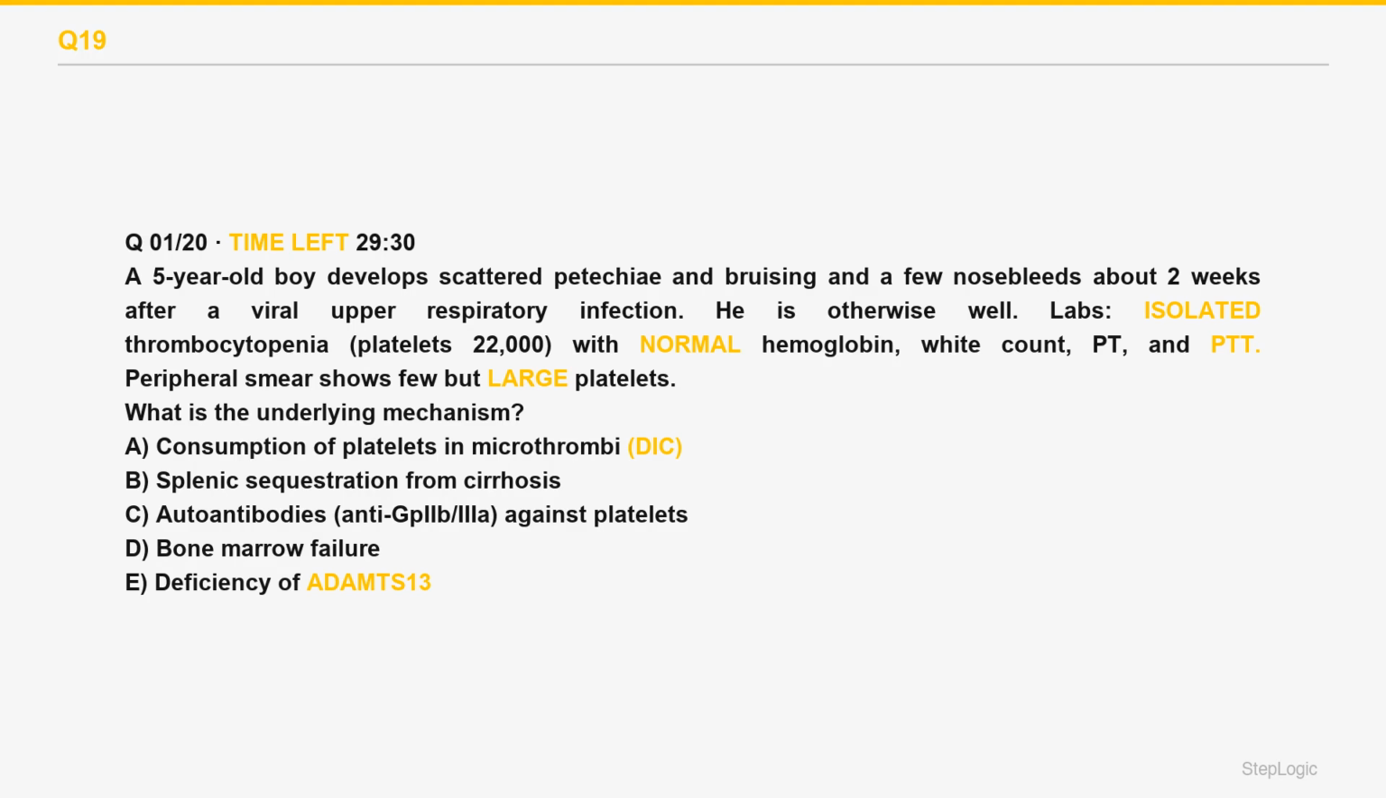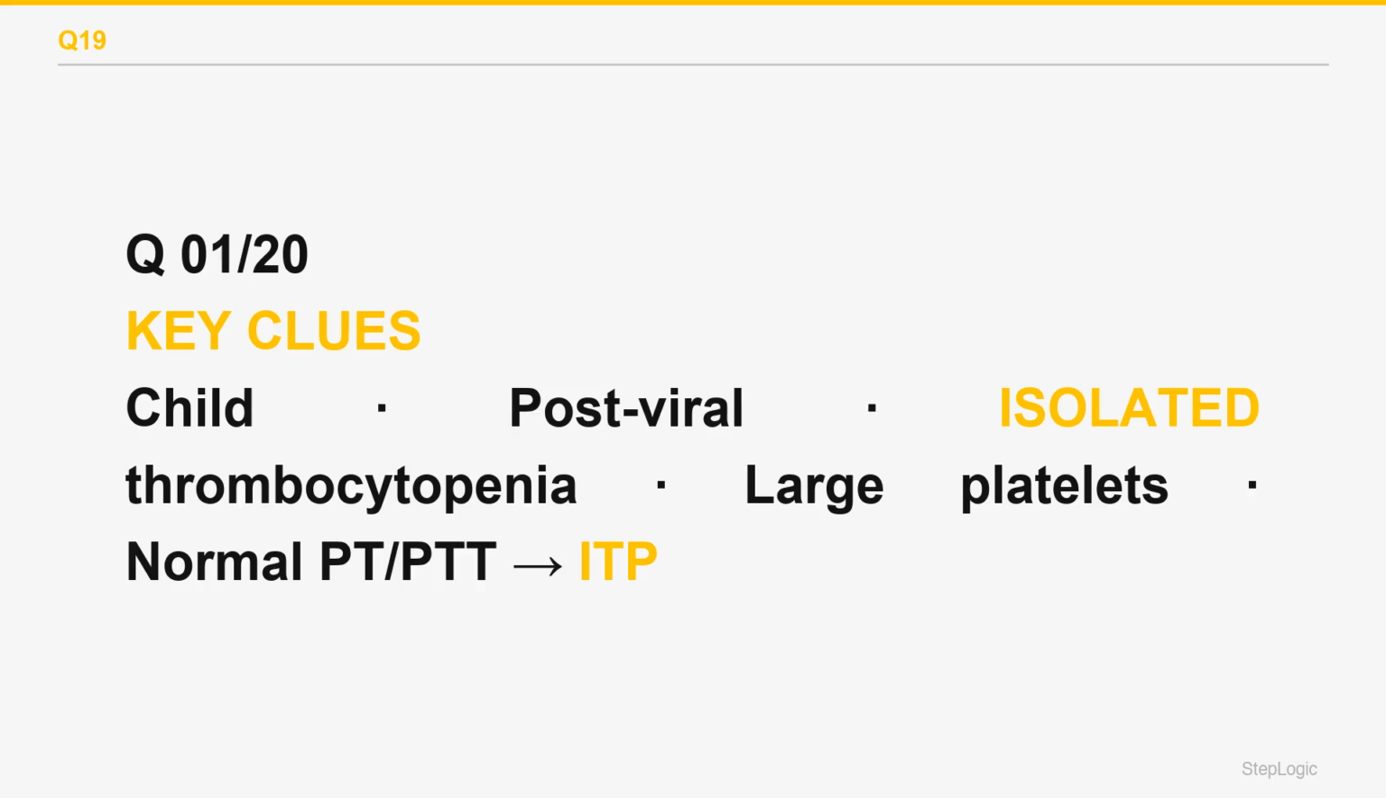Read the command: underlying mechanism. Child, post-viral, isolated thrombocytopenia with large platelets, normal everything else. Immune thrombocytopenic purpura, antiplatelet antibodies. This is immune thrombocytopenic purpura, ITP. The mechanism is autoimmune. The body produces autoantibodies, classically IgG, against the platelet glycoprotein GPIIb/IIIa.